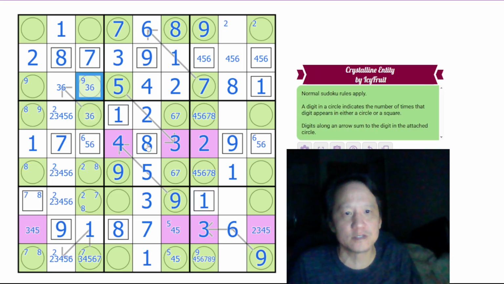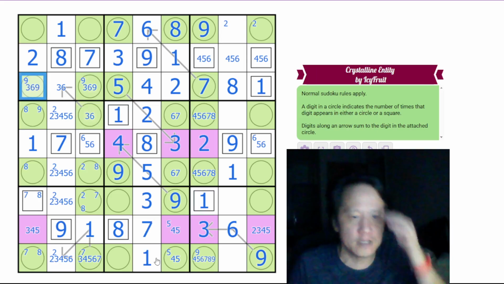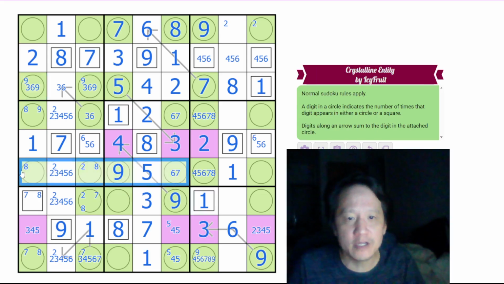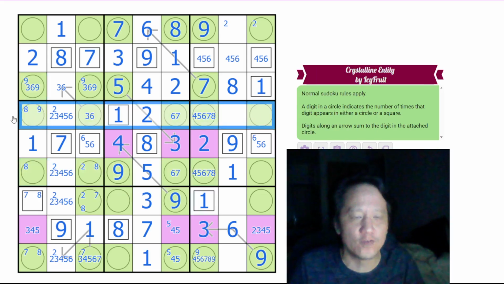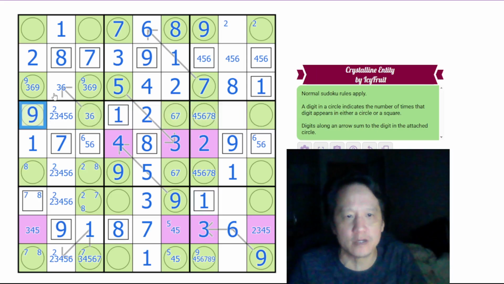This is 3, 6, or 9 here. 3, 6, or 9 here. Where is the 9 in row 4? Cannot be any of these cells, can't be here, so it must be here. So this cannot be 9 here, which forces this to be a 9.